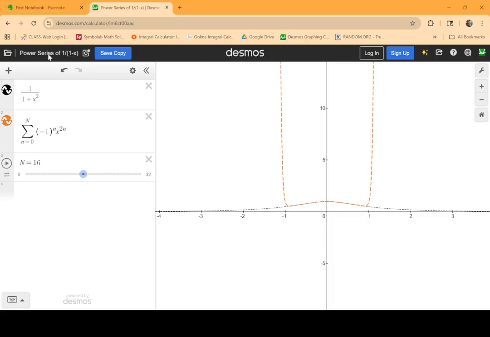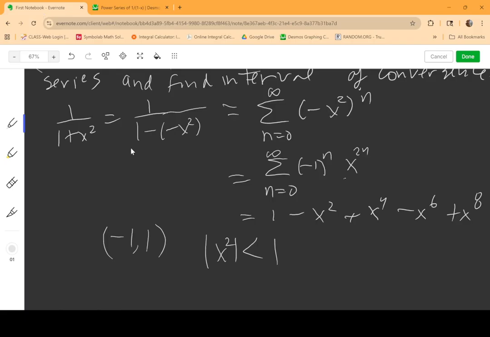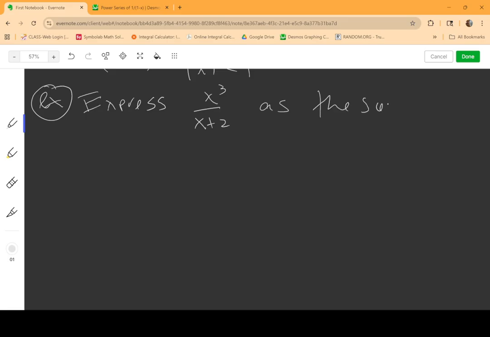All right, let's do one more example here. So the same idea here. For this example, I want to express x cubed over x plus 2 as the sum of a power series and find the interval of convergence.